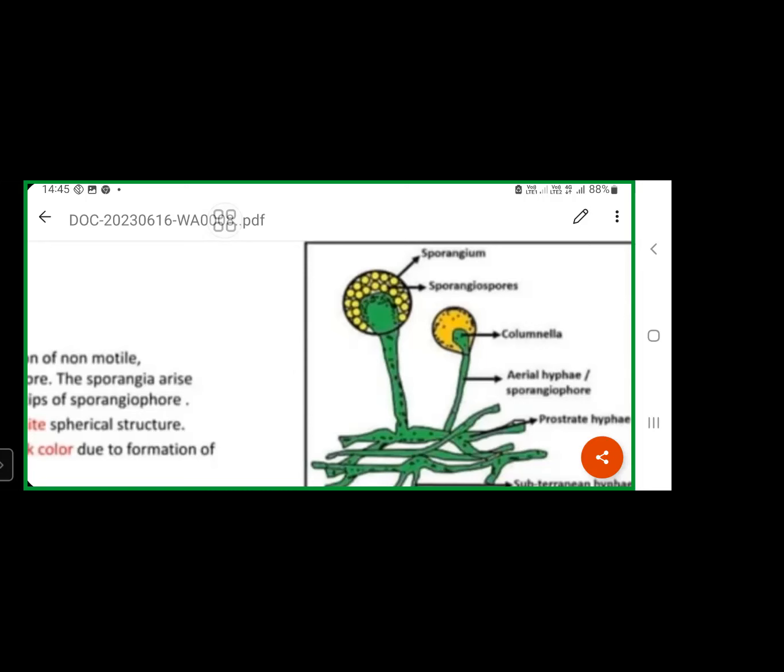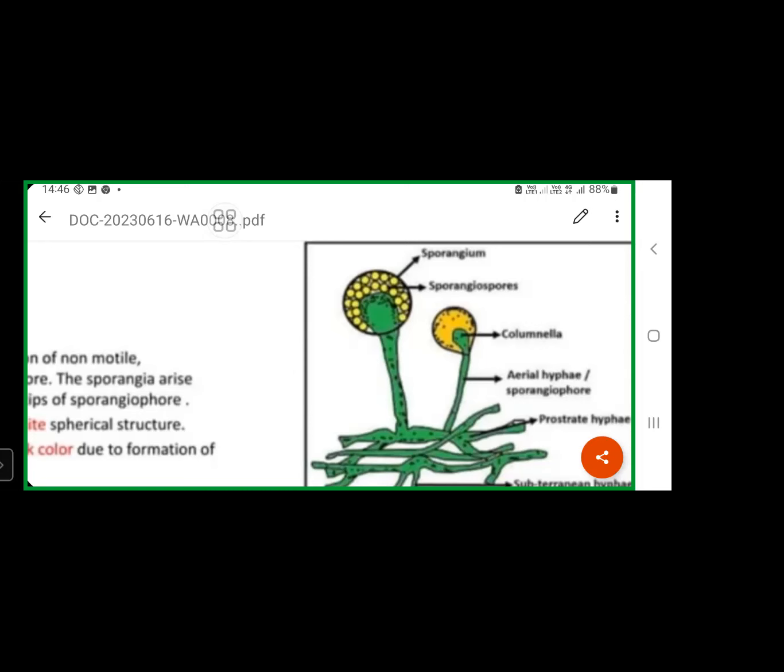These spores are formed inside this sporangium and they will increase in size. Whenever the spores which are produced inside this sporangium reach maturity, what will happen? The sporangial wall will rupture. Then these spores are released from this sporangium.